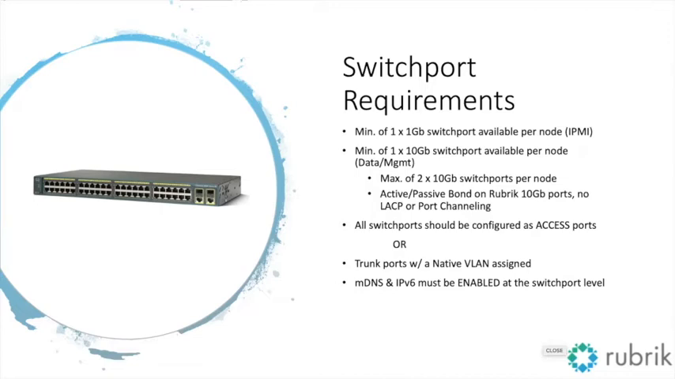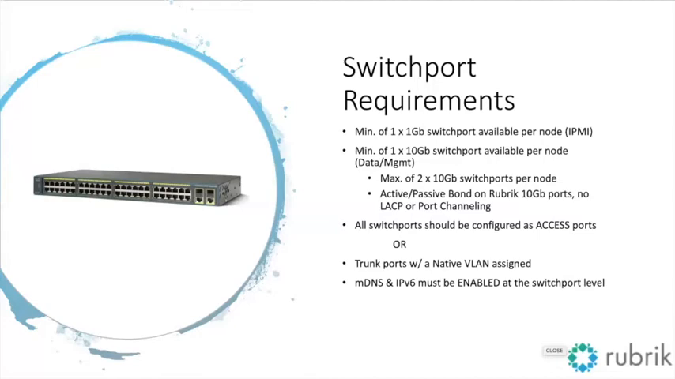As far as switch port configurations, we have 2 options. All switch ports can be configured as access ports. If your network is routable and no VLAN tagging is required at the Rubrik port level, then we typically recommend to configure all switch ports as access ports. If VLAN tagging is required, we can have those switch ports configured as trunk ports with a native VLAN assigned.